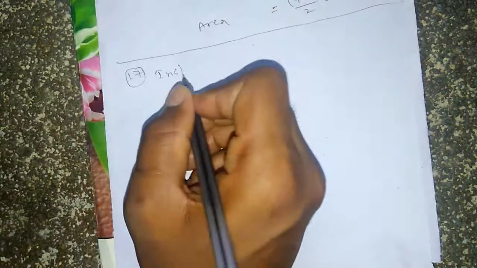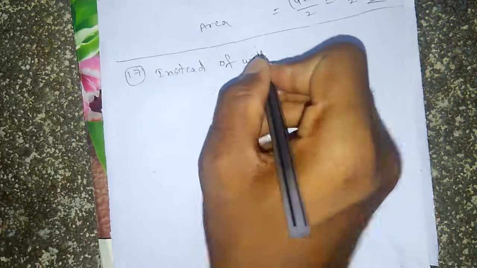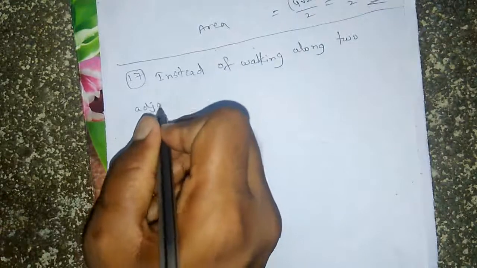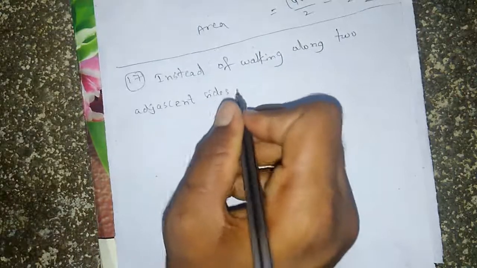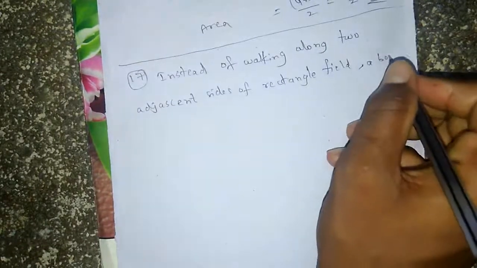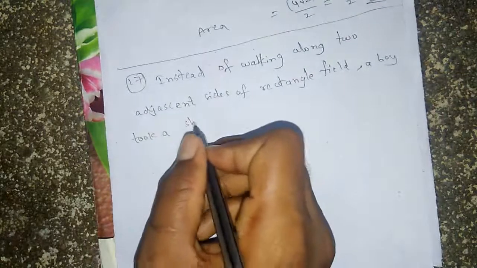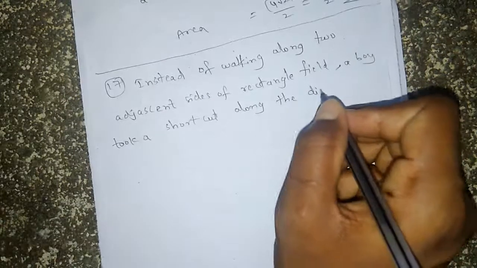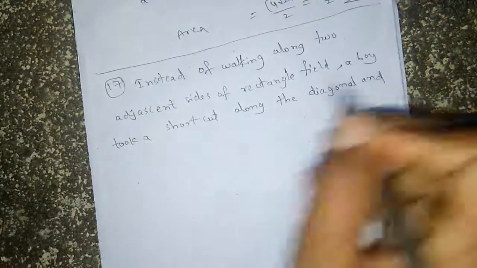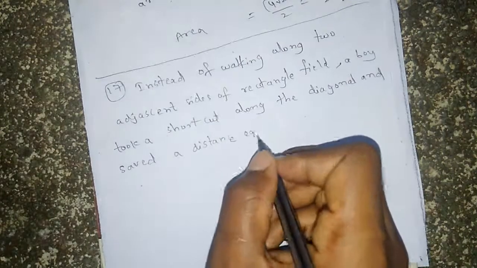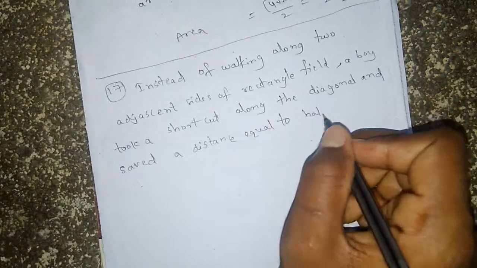Our next problem is, instead of walking along two adjacent sides of a rectangle field, a boy took a shortcut along the diagonal of the field and saved a distance equal to half of the longer side.